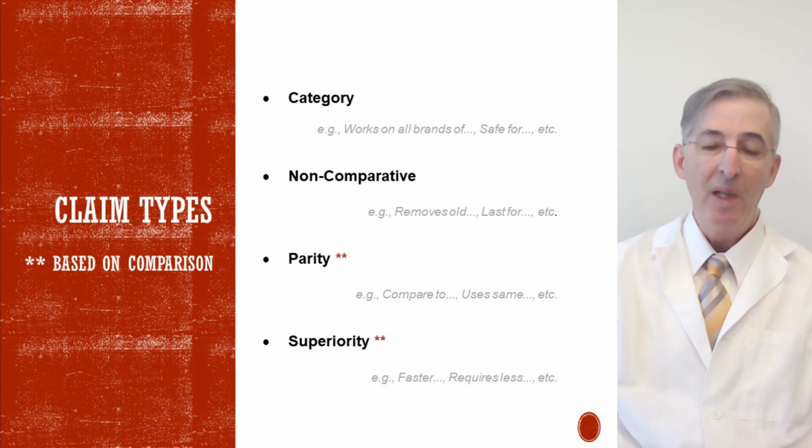And that would be the parity claim. Then, of course, the obvious one, which is my product's better than the other guy's. I mean, it's just so good. And therefore, it is where we're trying to establish there's a superiority in its performance or its attribute: dries faster, lasts longer, smells better, whatever the case may be.